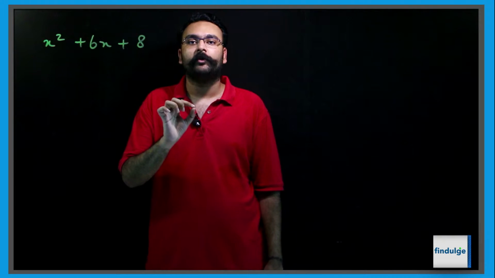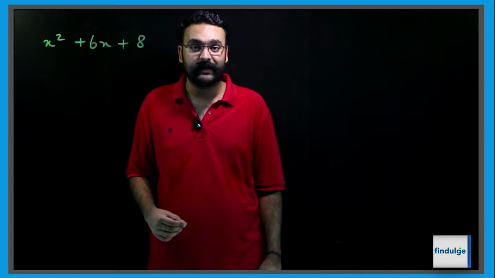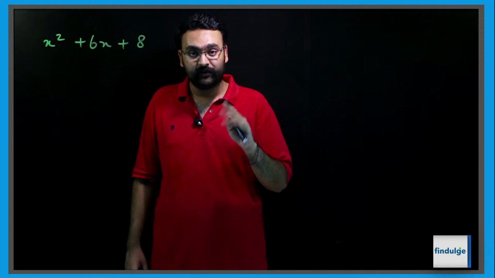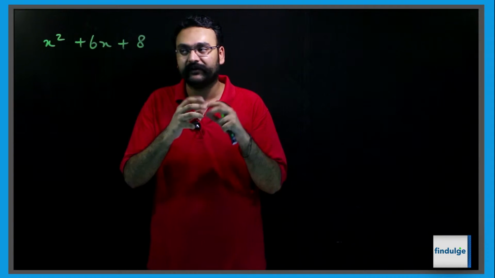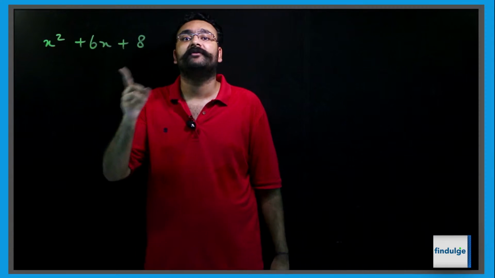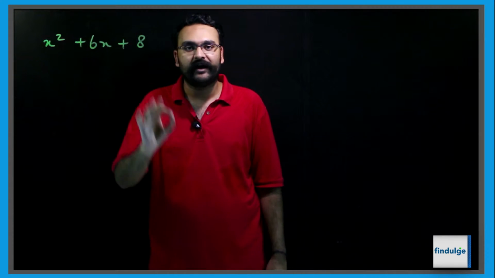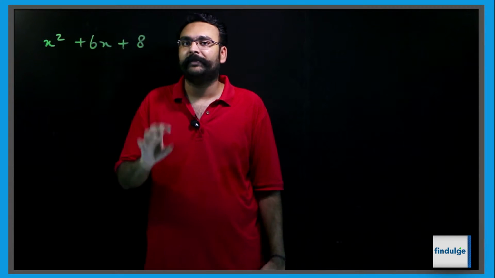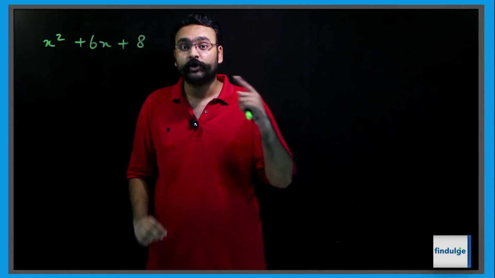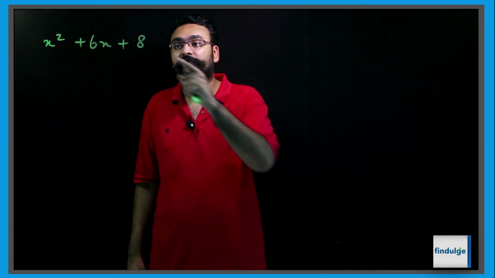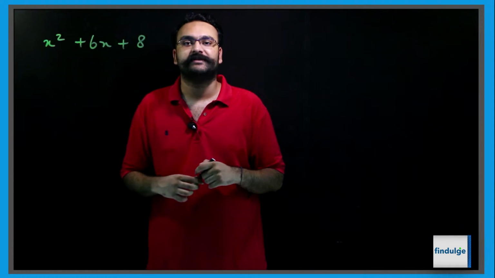Now your job is, whatever that product is, in this case plus 8, you will find which factors of it when added together give you the coefficient of x. As in 1 and 8 are factors of 8, but 1 plus 8 is equal to 9. That is not equal to 6. 2 and 4, 2 into 4 is equal to 8 and 2 plus 4 is equal to 6.